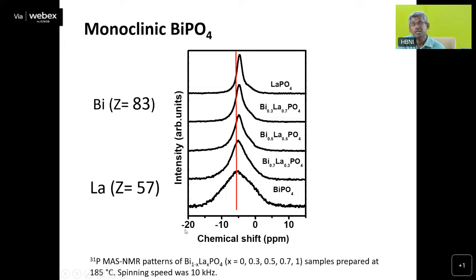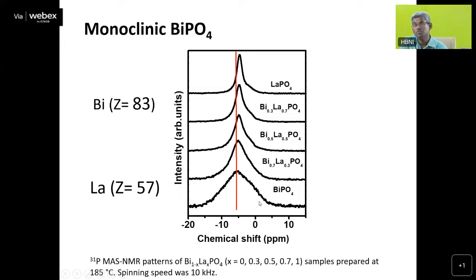So higher Z means what happened? The electron cloud will be more anisotropic around phosphorus. That is why you see the line width of bismuth phosphate quite high actually. It ranges from -10 to almost +15, almost a 25 ppm line width, for pure bismuth phosphate.